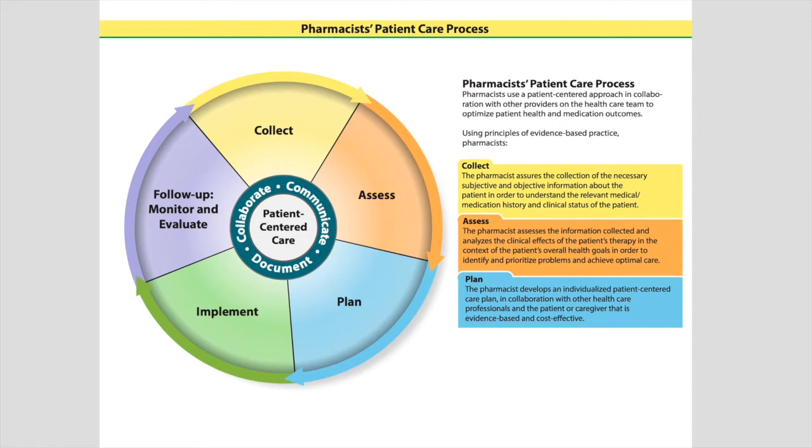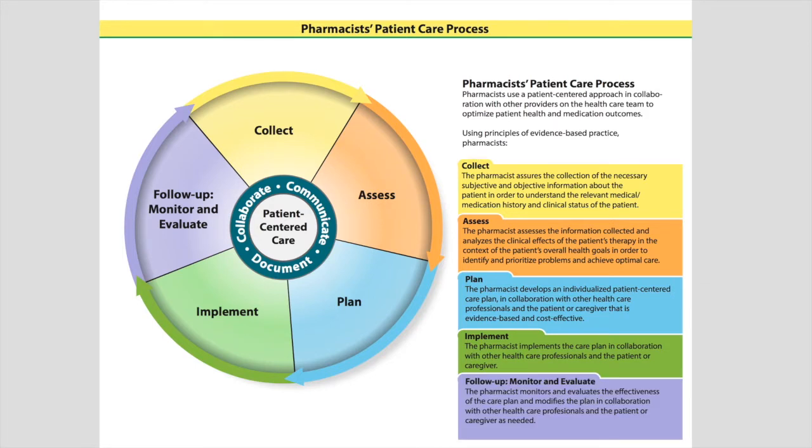The next step in the process is to plan. The pharmacist develops an individualized patient-centered care plan in collaboration with other healthcare professionals and the patient or caregiver that is evidence-based and cost-effective. Next, the pharmacist implements the care plan in collaboration with other healthcare professionals and the patient or caregiver.